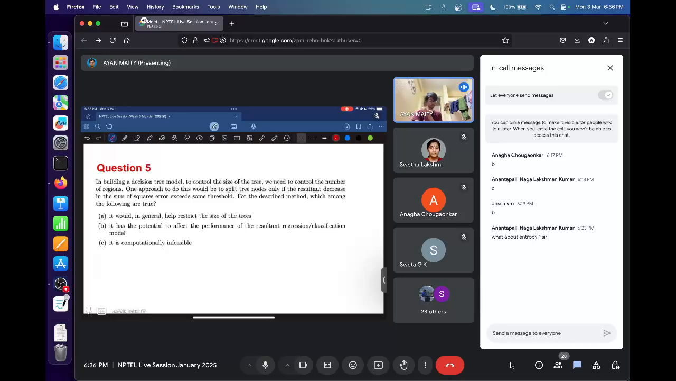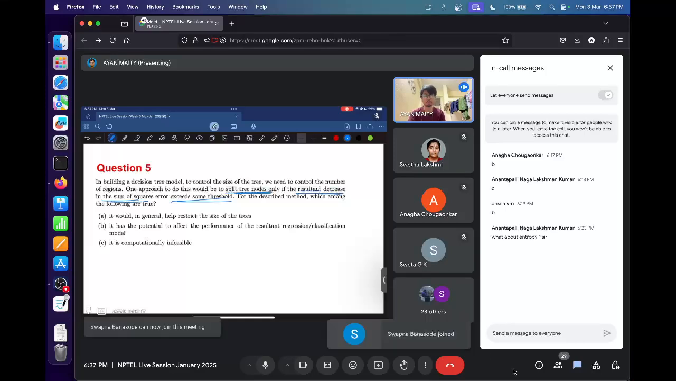In building a decision tree model, to control the size of the tree, we need to control the number of regions. One approach would be to split the tree nodes only if the resultant decrease in the sum of squares exceeds some threshold. For the described method, which among the following are true? This is some kind of pruning method: we split those nodes where the resultant decrease in the sum of squares exceeds some threshold. Otherwise, we will not split that node any further. We will cut off that branch at that node.